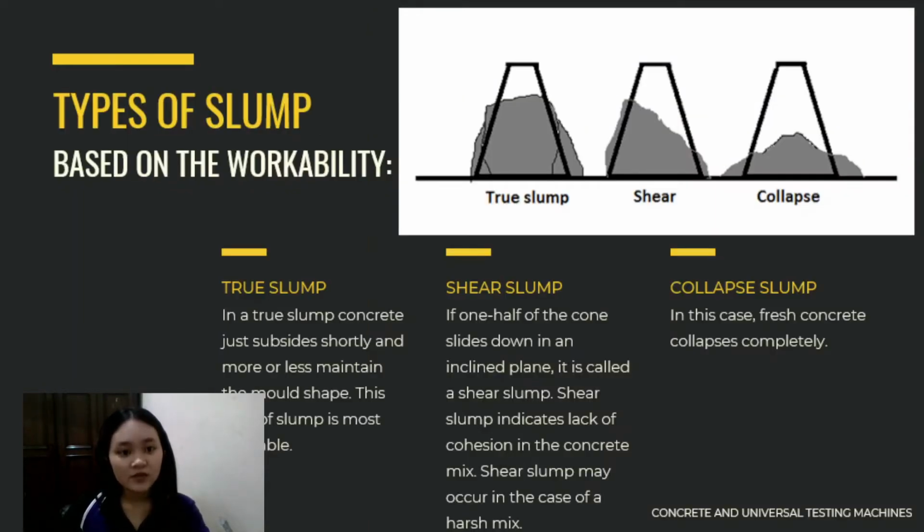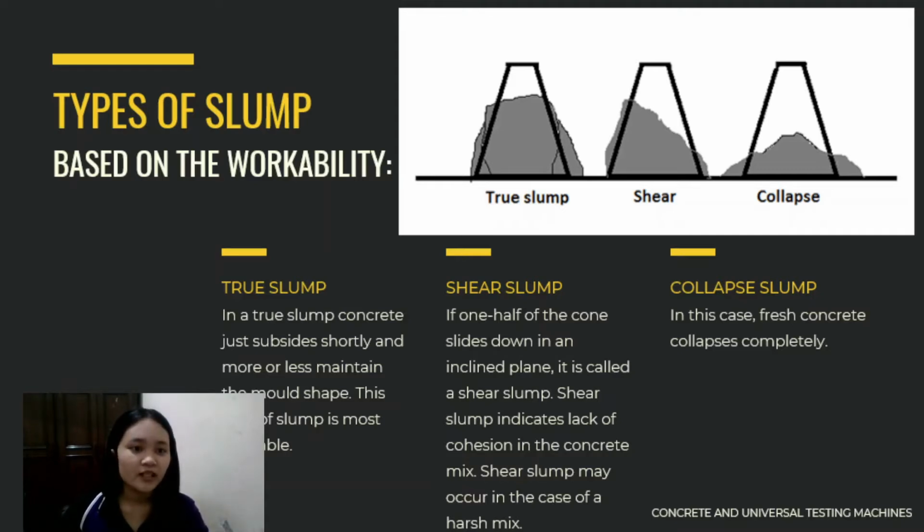There are three types of slump. These are true slump, yung una nasa picture. In a true slump, concrete just subsides shortly and more or less maintain the mold shape. This type of slump is most desirable. As you can see in the picture, mas bababa yung movement ng concrete.